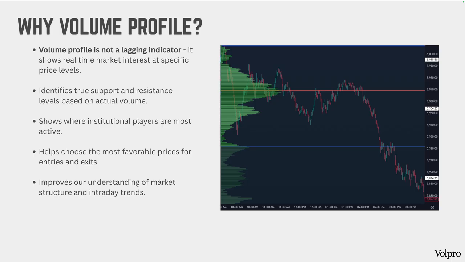Institutional players are good at hiding their intentions from retail traders unless we are able to see volume. Volume is one thing that cannot be hidden, hence why using the volume profile is a brilliant way to see where these larger players are positioning themselves and executing their trades, allowing us to build an edge upon that. Volume profile helps us to choose the most favorable prices for entries and exits, giving us a higher risk to reward ratio. And the volume profile also improves our understanding of market structure and intraday trends. Again, not based on candlestick patterns, but based on real volume, real data, and real transactions.